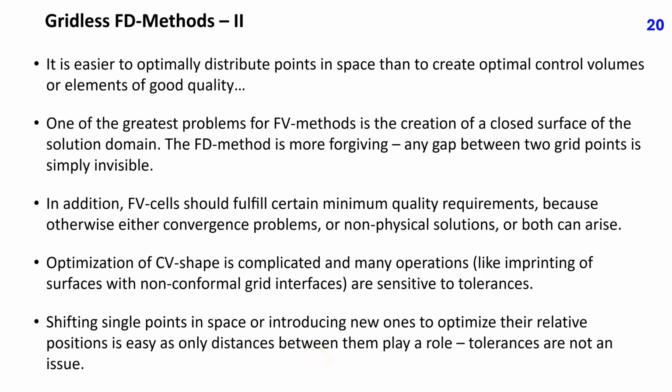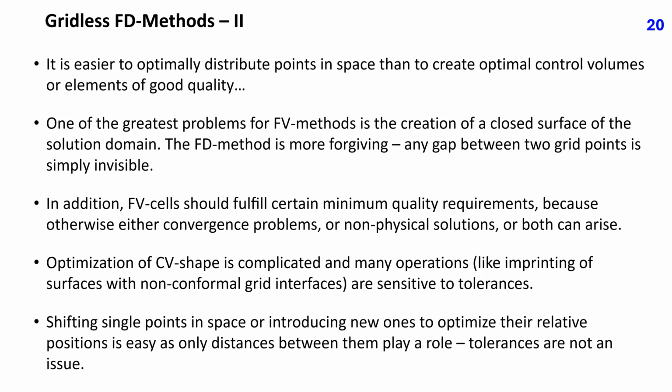It is easier to optimally distribute points in space than to create optimal control volumes or elements of good quality. One of the greatest problems for finite volume methods is the creation of a closed surface of the solution domain. The finite difference method is more forgiving. Any gap between two grid points is simply invisible.